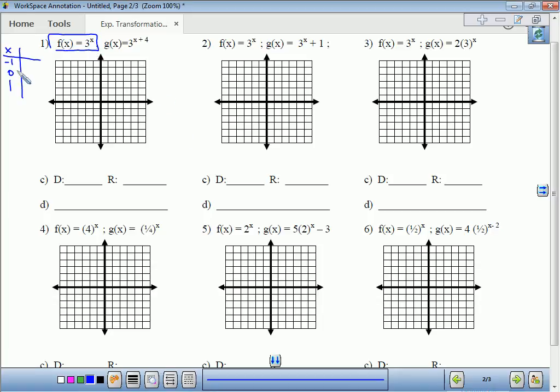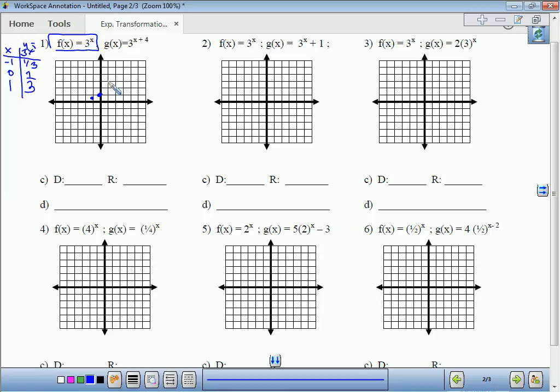So if we do 3 to the negative first, because that's what our y is. Our y is 3 to the x. So if we do 3 to the negative first, that's a third. It flips it. If we do 3 to the 0, any number to the 0 power, except 0 to the 0, it's 1. And then we do 3 to the first power. And 3 to the first is 3. So on this case, we're going to graph this first function. And it looks like this.